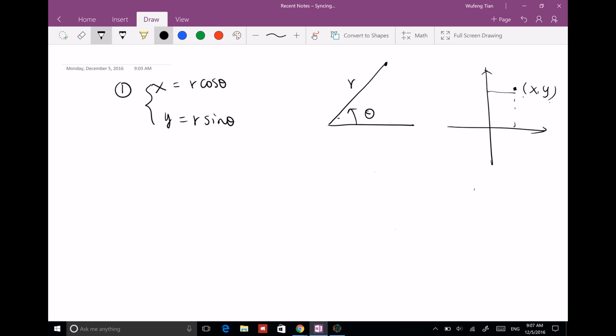And if we want to convert the rectangular system into polar coordinates, we get r. If x and y are given, r is the square root of x squared plus y squared. Or we'll just say r squared equals x squared plus y squared. And for theta, tangent theta equals y over x. Then you get theta equals tangent inverse of y over x.